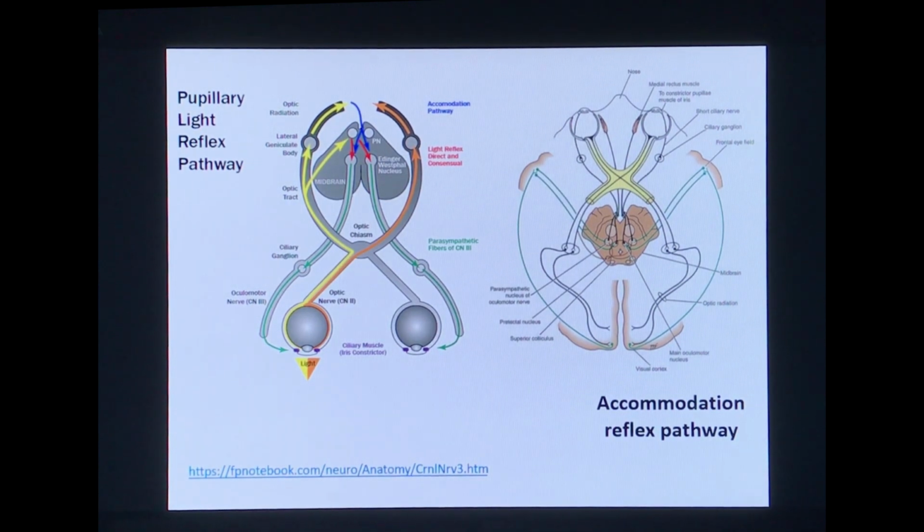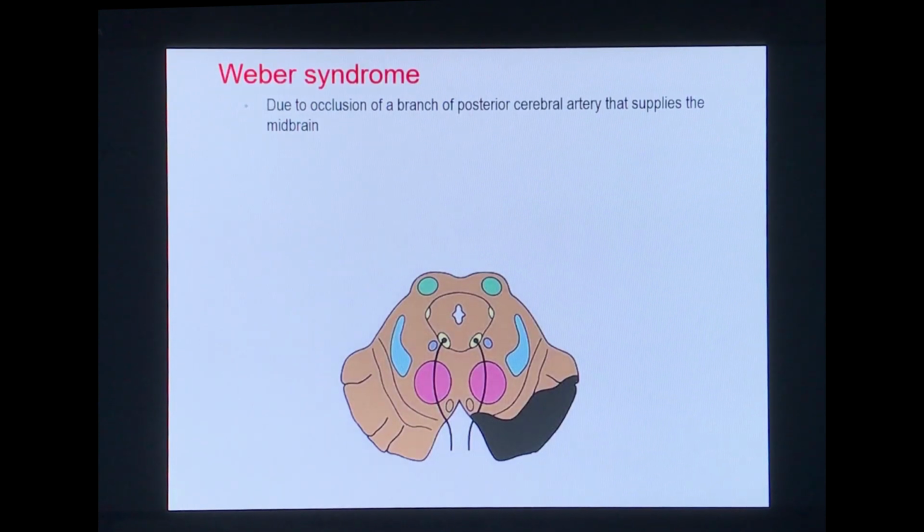So let us move on to the clinical aspects related to the midbrain. Damage to the arteries supplying the midbrain: mainly the branches which supply the midbrain come from the posterior cerebral artery, which is a terminal branch of the basilar artery. If there is occlusion of a branch of the posterior cerebral artery which supplies the midbrain, that leads to neurological deficit. There are two types of syndrome, Weber's syndrome and Benedikt syndrome.